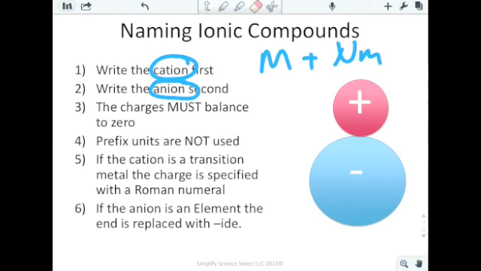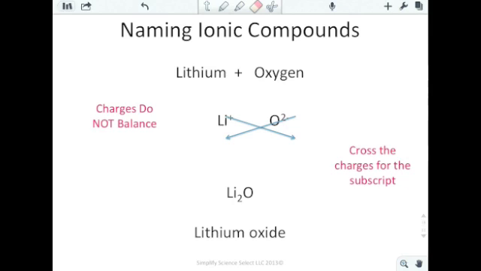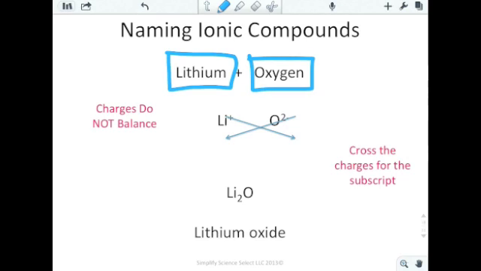And number 6, if the anion is an element, the ending is replaced with an IDE ending. If it's not an element, we just write the polyatomic ion and then put its name. So let's look at an example. This is going to be a bond between lithium and oxygen. The first thing we do, we already have lithium and oxygen written. The next thing we do, we write down their chemical symbol, which is lithium and that's oxygen.